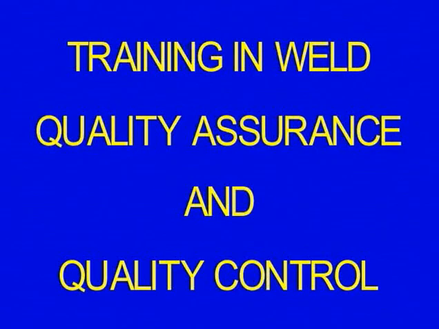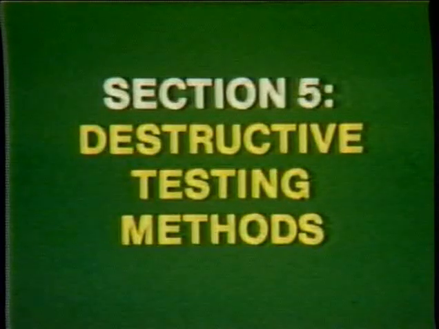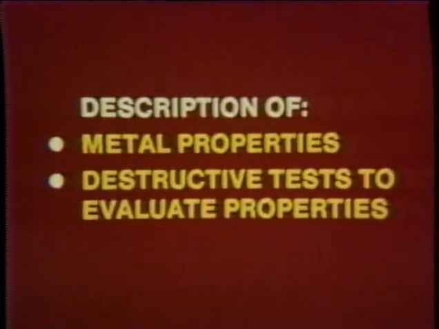Training in weld quality assurance and quality control. Section 5, Destructive Testing Methods. This section of the Weld Quality Assurance and Quality Control program provides a description of the properties of metals and welds and the destructive testing methods used to evaluate these properties.